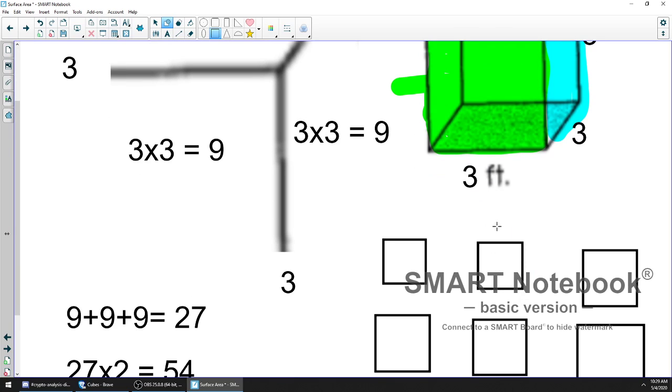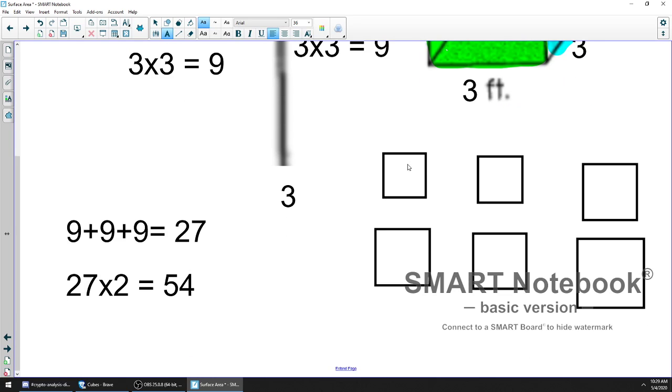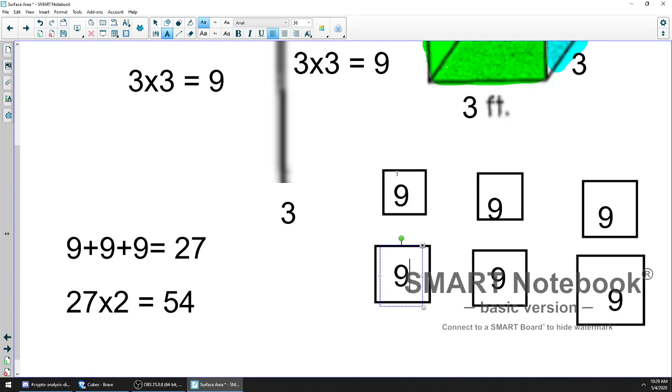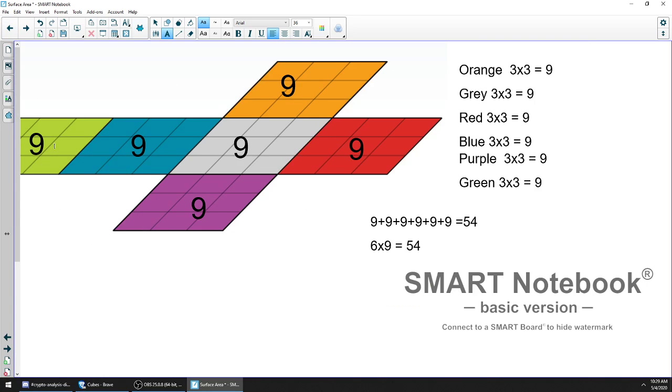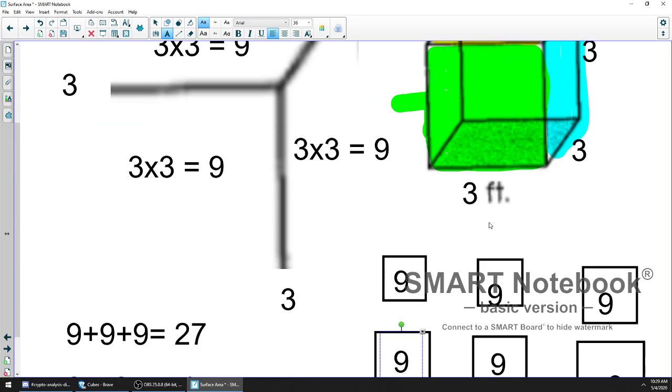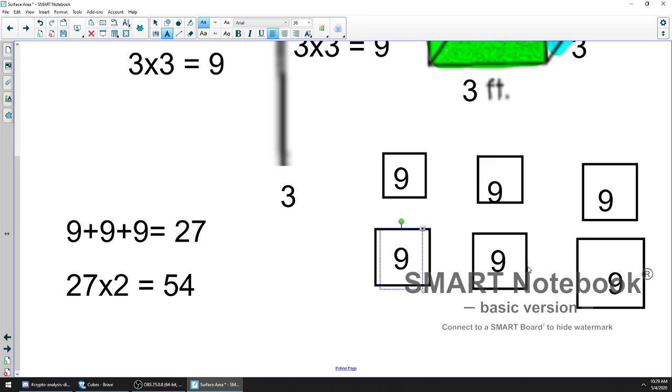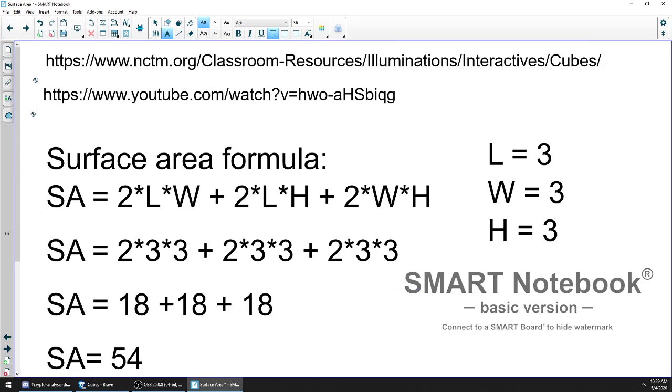And what do we do for the area? We multiply it. So 3 times 3. And we will get 9. 9, 9, 9, 9, 9. We add it all up and we get 54. This is the same concept as what's going on here. So whatever way works for you, the visual or the number way, try it out. See which one works for you.